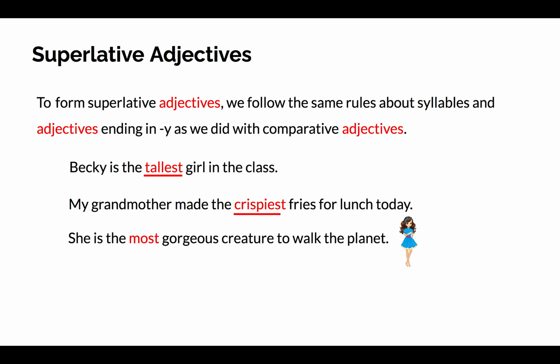She is the most gorgeous creature to walk the planet. Most is the superlative adjective. This example shows the best in a particular group. The is added before most, and the adjective comes after most.